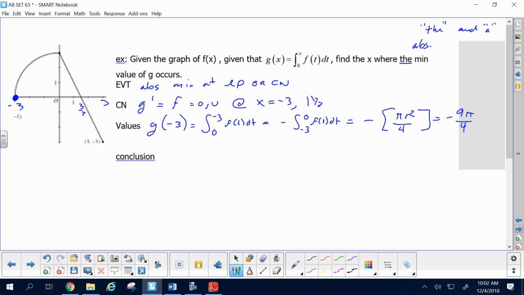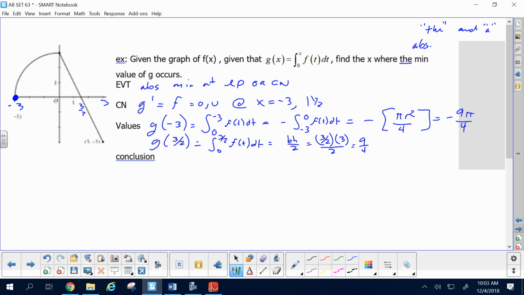Cool. My next candidate is G at 1.5 or 3/2. That means what is the area accumulated from 0 to 3/2? This time I don't have to switch the limits of integration because they're cool. 0 to 3/2 is getting bigger. So I just talk about signed area. That area is a triangle. Base times height divided by 2. What's the base? 1.5. What's the height? Divided by 2, that's 9/4.